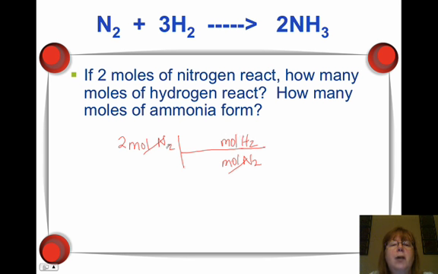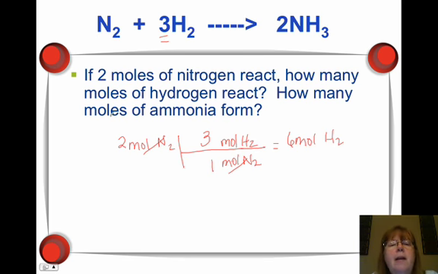All right, so 2 moles of nitrogen. Now this mole to mole ratio, come up here, get the coefficient for hydrogen. The 3 goes with hydrogen, and the 1 goes with nitrogen. And so the answer is 6 moles of hydrogen would have to react if 2 moles of nitrogen reacted. That makes sense. We need 3 times as much hydrogen.